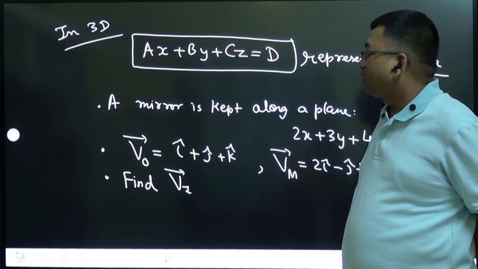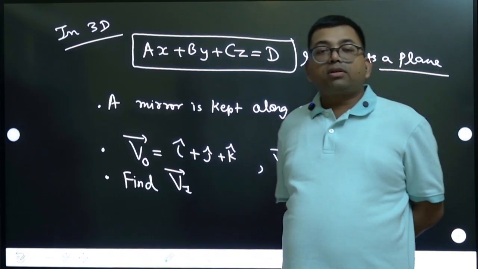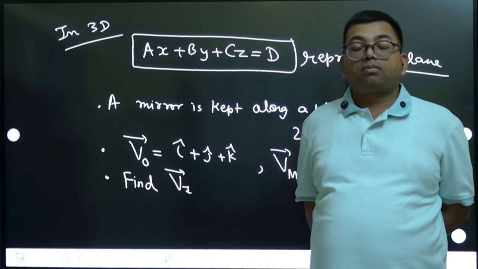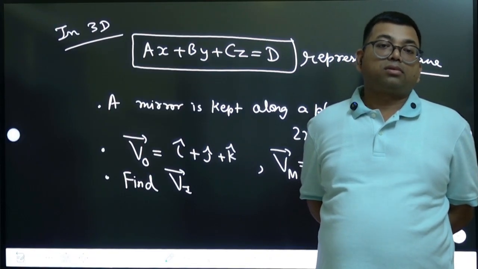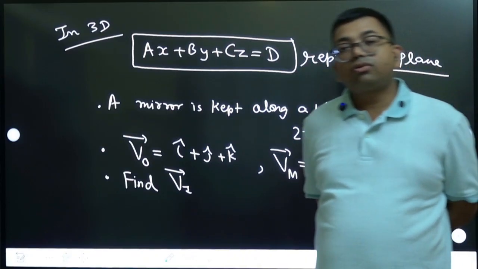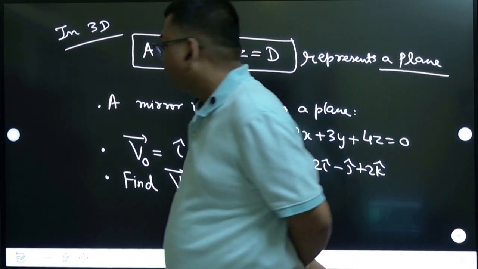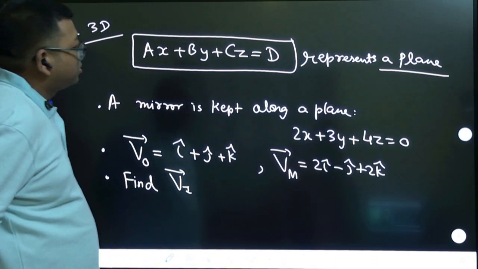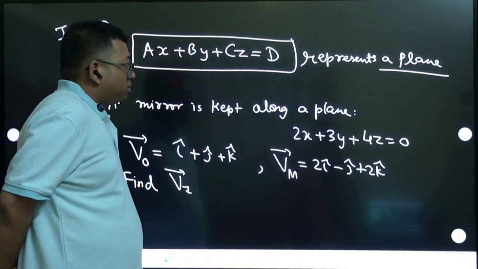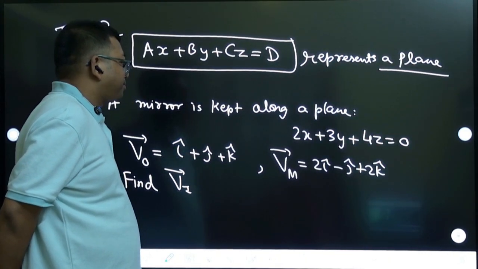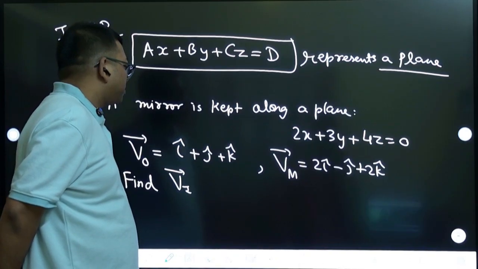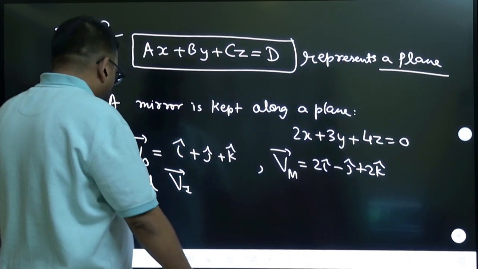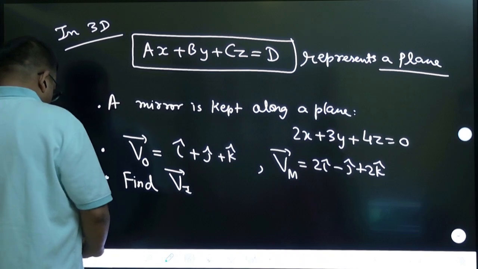So the first thing is that we need to find out the direction which is perpendicular to the mirror. I need to calculate the perpendicular to the mirror. How do I calculate the perpendicular direction? For this, I will give you one simple method.